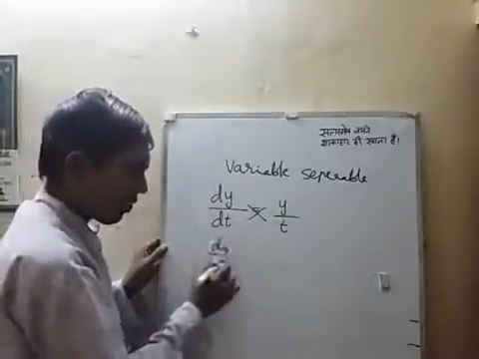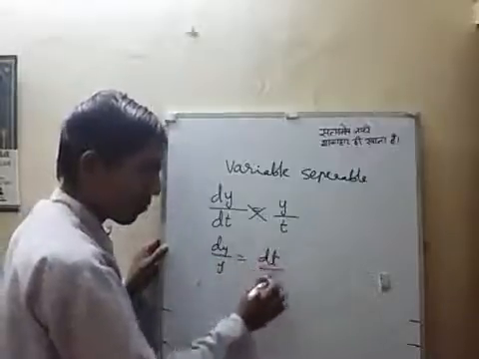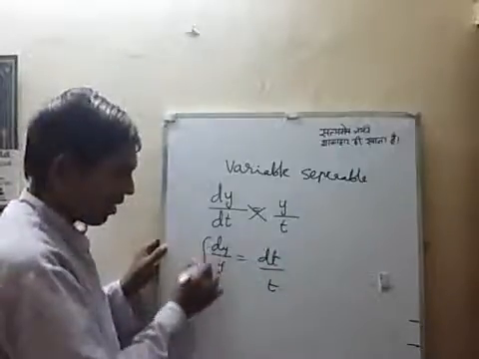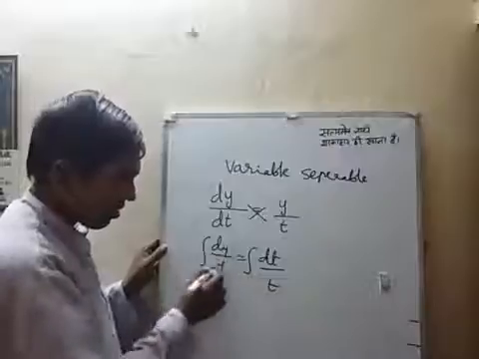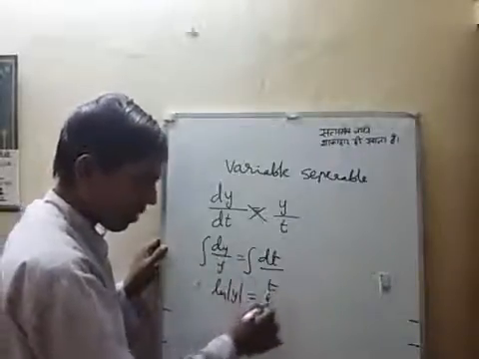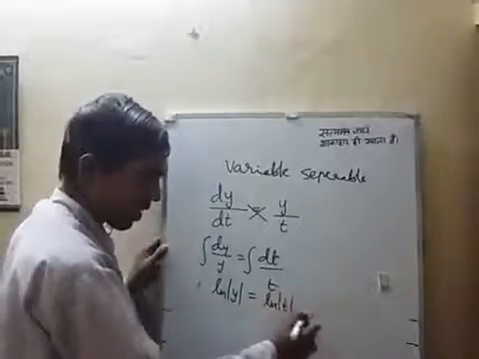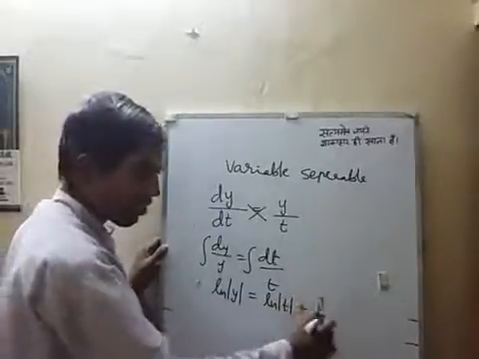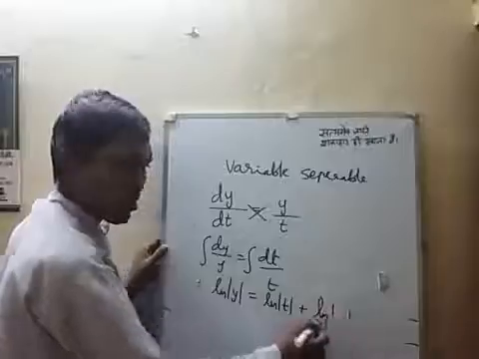dy by y is equal to dt by t. Then I integrate on both sides. This will become ln mod y is equal to ln mod t, and then I can put some integration constant which is also of the form ln mod c.